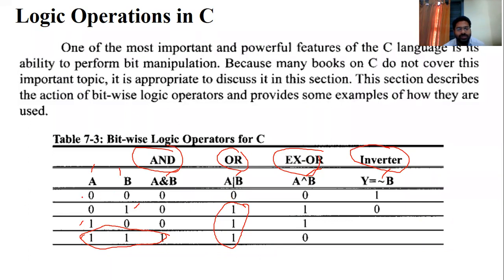0, 0: the two inputs are the same, so the output is 0. 0 to 1: the input changes, so the output is 1. 1 to 0: the input changes from 1 to 0, the output is 1. 1, 1: there is no change of the input, so the output is 0. The inverter is the NOT operation: if the input is 1, the output is 0, and if the input is 0, the output is 1. Quite the opposite operation. These logical operations can be performed bitwise.